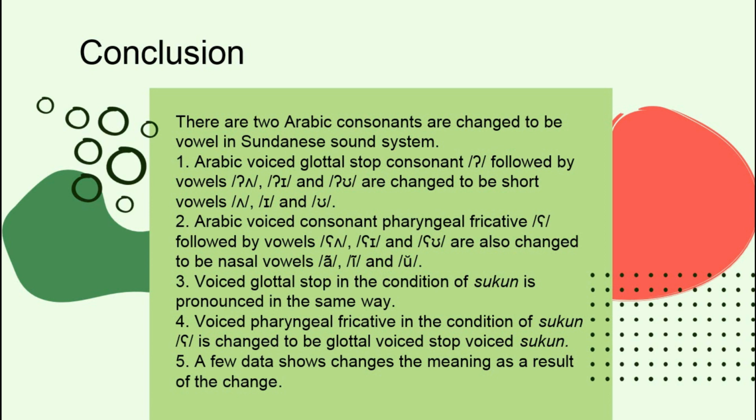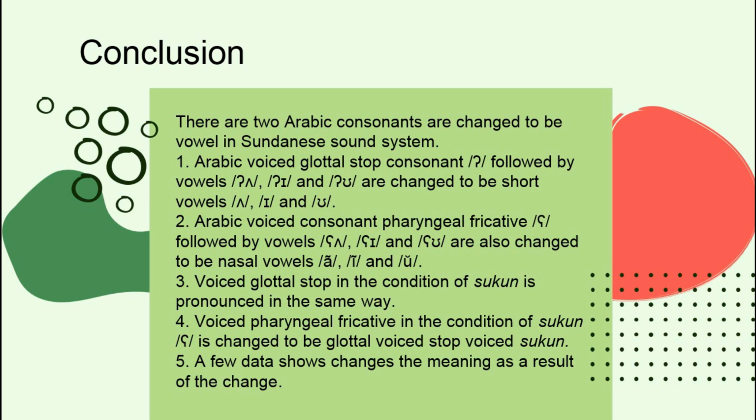Conclusion. Based on the discussion, it can be concluded that there are two Arabic consonants that are changed to vowels in the Sundanese sound system. 1. The Arabic voiced glottal stop consonant a, followed by vowels a, i, and u, is changed to the short vowels a, i, and u. 2. The Arabic voiced consonant pharyngeal fricative a, followed by vowels a, i, and u, is also changed to the nasal vowels a, i, and u.